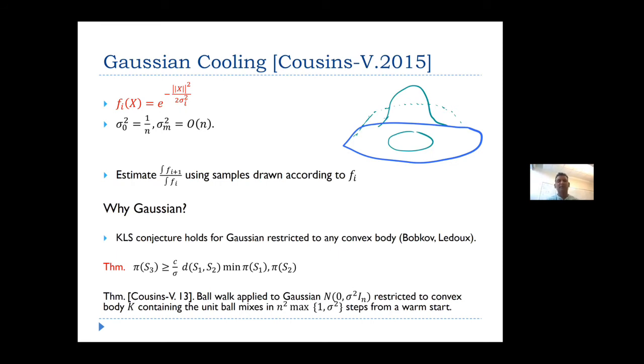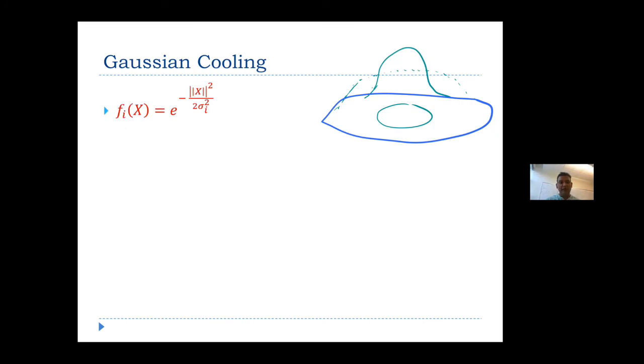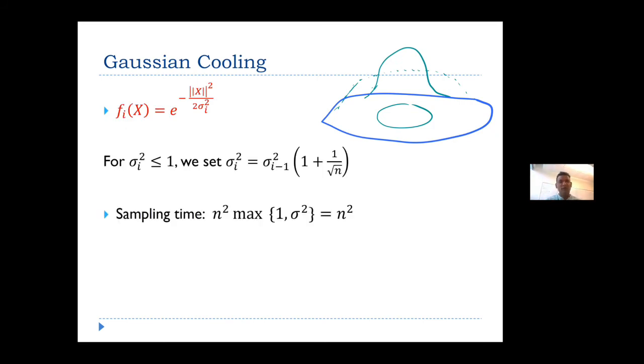Okay, so it only increases. Of course, as sigma squared becomes very large, then you expect it to start hitting n cubed, because you start getting to almost uniform. But when sigma squared is small, you actually do gain. Okay, so that's the algorithm. We're still going up by 1 plus 1 over root n. How are we going to gain? So the point is that when sigma squared is small, now the sampling time is only n squared.